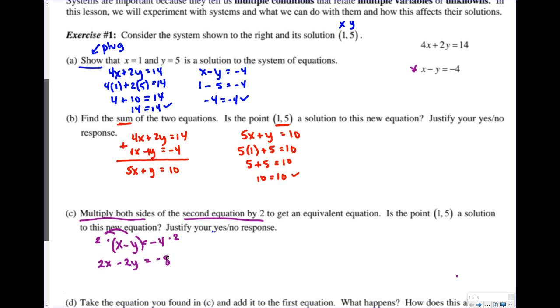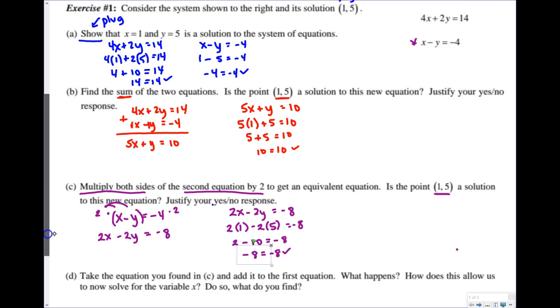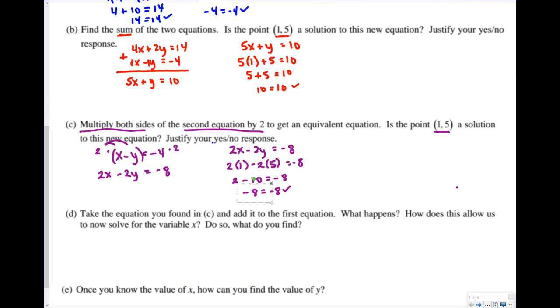I multiplied everything by 2. Now I've got a new equation, and now it says, is the point (1, 5) a solution to this new equation? Well, let's see. I have 2x minus 2y equals negative 8. Instead of an x, I'm plugging in a 1, and instead of a y, I'm plugging in a 5, and we're going to see if I get negative 8. 2 times 1 is 2, minus 2 times 5 is 10, and 2 minus 10 is negative 8. So it works. So we now know we can multiply an equation, we can add the two equations, and we're still going to keep equality throughout the system, which is a really awesome trick that will help us do a lot of cool math later.